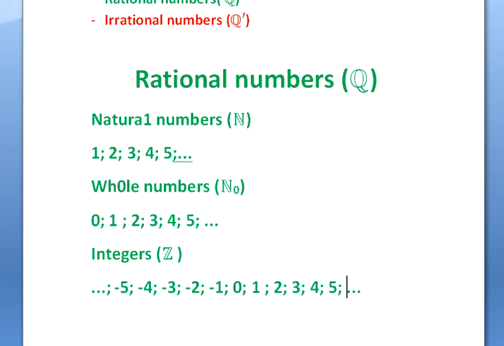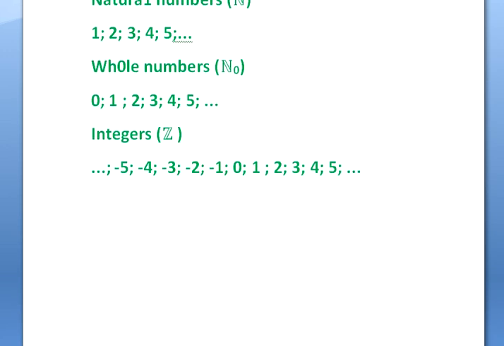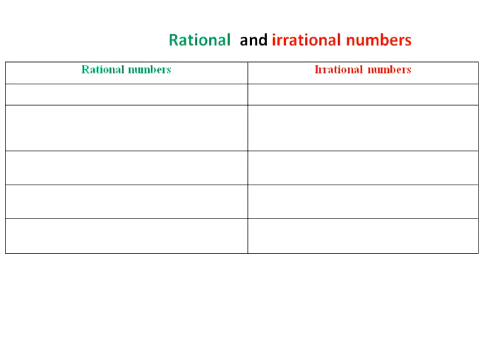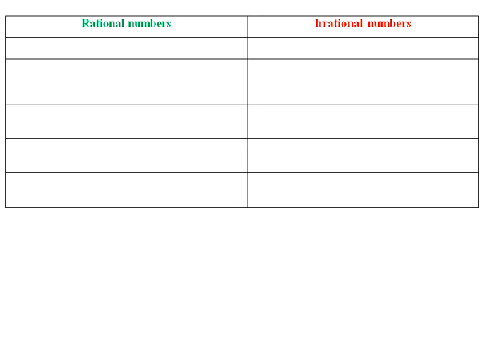Now let's look at the difference between rational numbers and irrational numbers. Rational numbers, one thing you should know is that all integers are rational numbers. So the numbers that we'll be looking at from negative to positive, all those numbers are rational numbers. And because integers are rational numbers, they cannot be associated with irrational numbers.